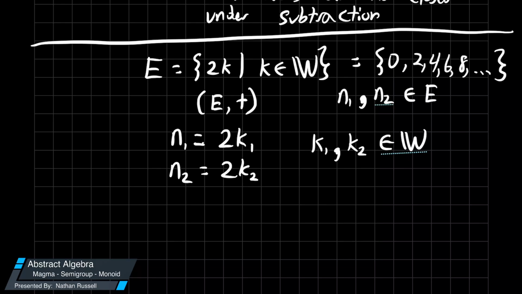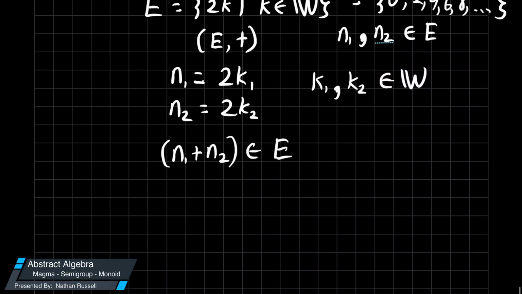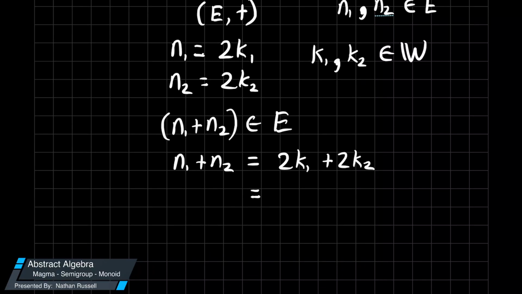Great. Now what I have to show is that n1 plus n2 will be another element in set E. So let's get started with that. I'm going to say n1 plus n2 is the same thing as 2k1 plus 2k2, since that's how I defined it. But notice that I can factor out the 2, and then we have k1 plus k2.